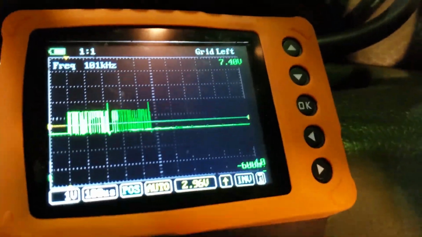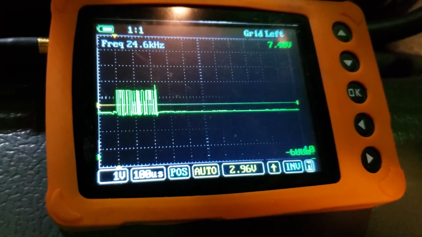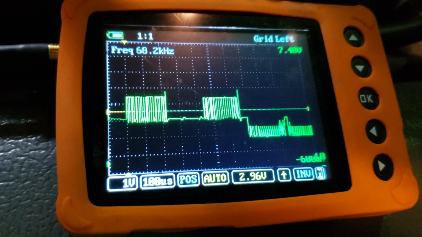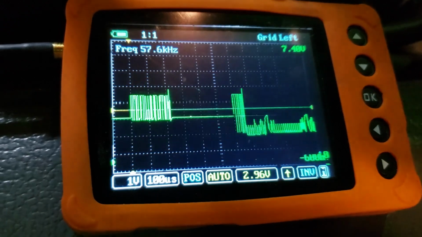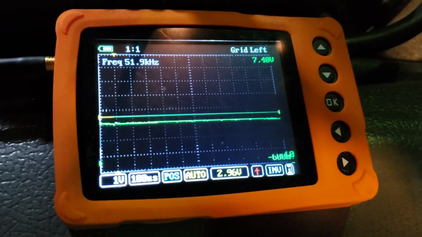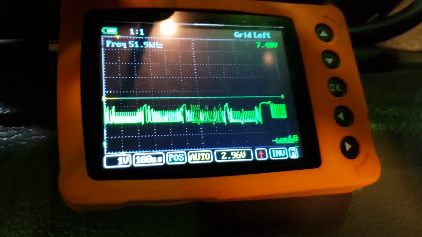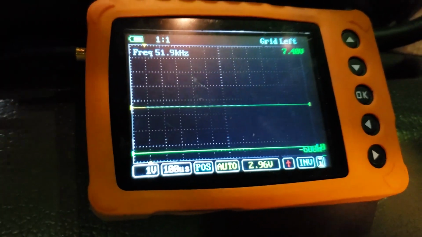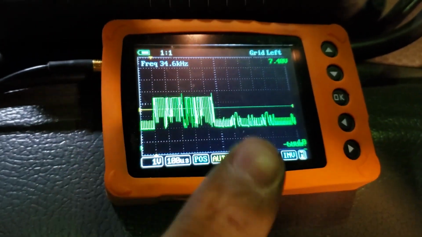Next, we went to terminal 6 of the DLC. Terminal 6 is the high-speed CAN high, and this signal looks terrible. This is no good. Next, I went to pin 14 of the DLC, and this is high-speed CAN low. And this is not so good either. You can see the rounded edges there. So back to the high-speed CAN high, this is definitely bad.